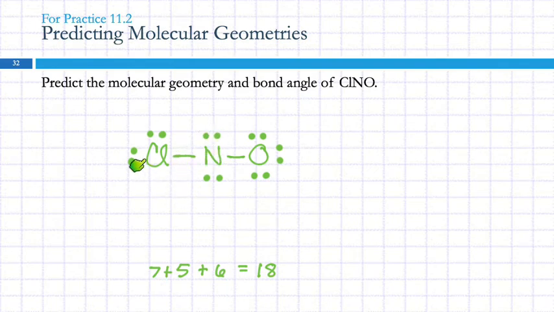So we'll take from the rich and give to the poor, like Robin Hood, right? So we'll make nitrogen share some more with chlorine. So we'll take that pair of electrons and make nitrogen share them with chlorine. So now chlorine has an octet, nitrogen has an octet, and oxygen has an octet.